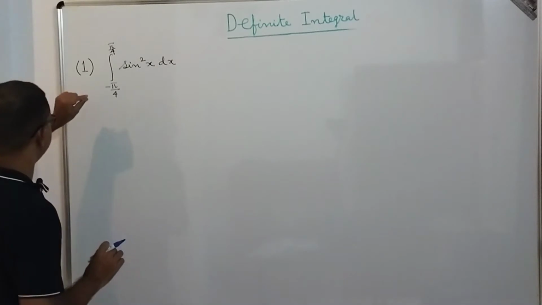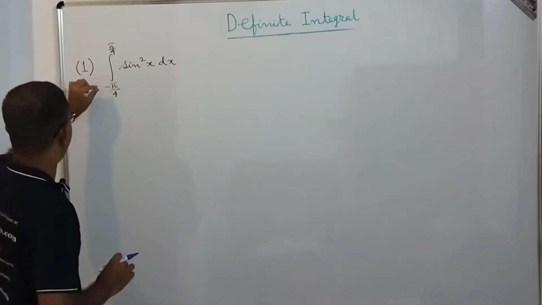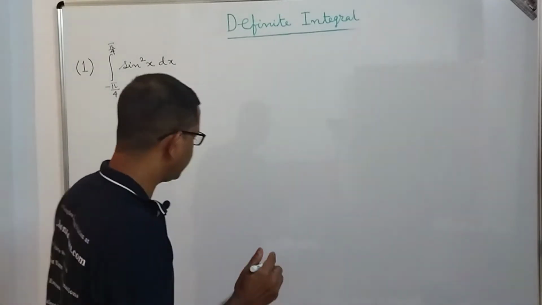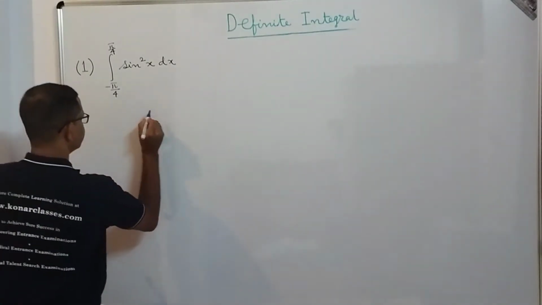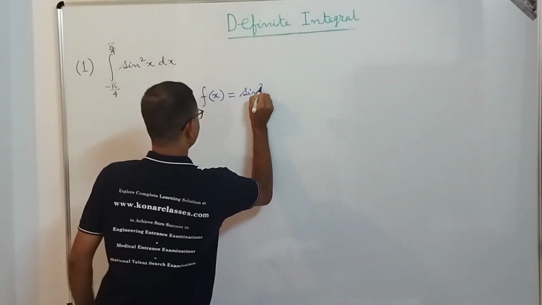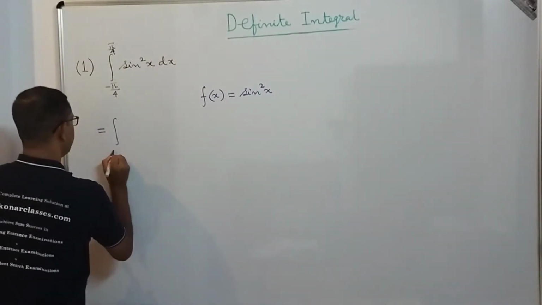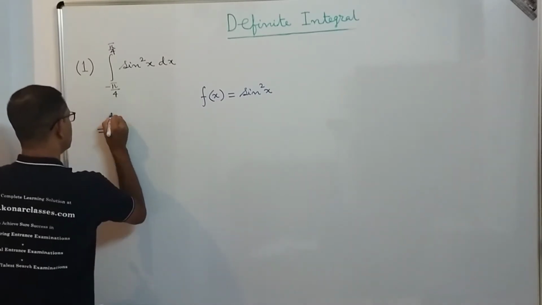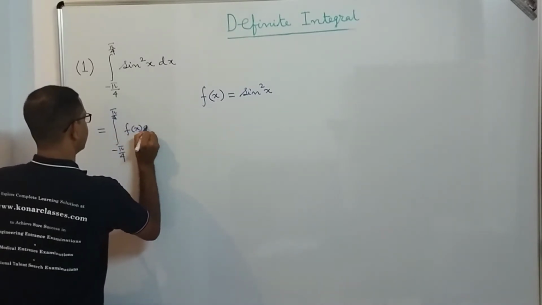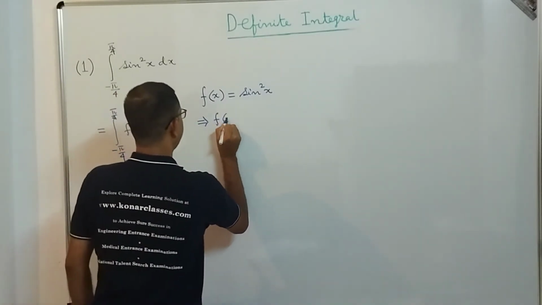Remember, whenever you get an integrand which is a square of something, and the limits are from minus a to plus a, you can think like this: let us take f(x) equal to sine square x. Then this integration becomes the integration from minus pi by 4 to pi by 4 of f(x) dx. Let's see what the value of f of minus x is.